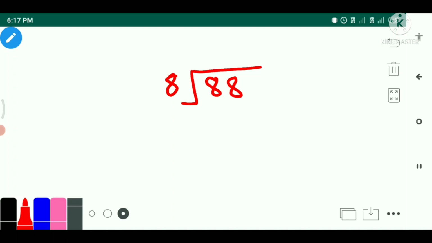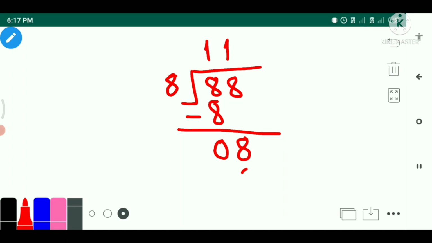So 8 ones are 8. After subtracting, we'll get 0. Now this 8, it will be here. Now again 8 ones are 8. Again we'll do subtraction and then we'll get 0.